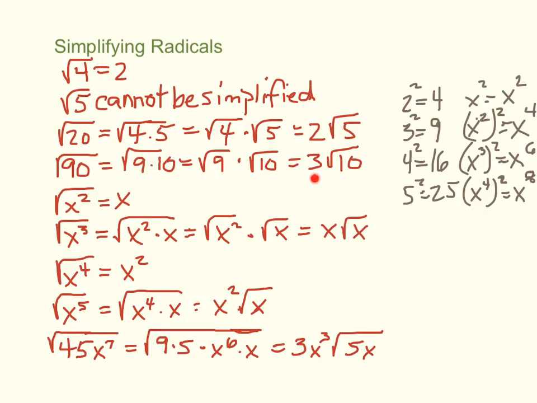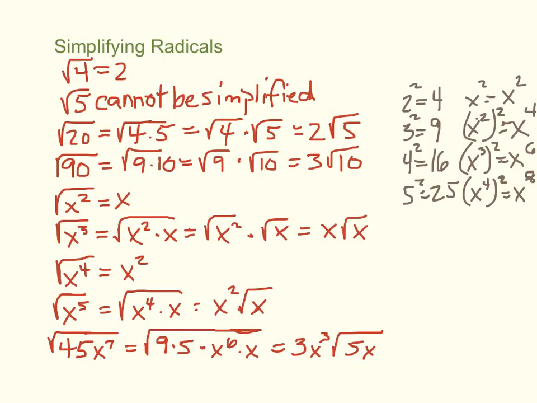Notice that I no longer have a radical over that 3. But that square root of 10 does not simplify any further. There's no perfect square that divides evenly into it. So my answer, or the simplification for the square root of 90, is 3 times the square root of 10.